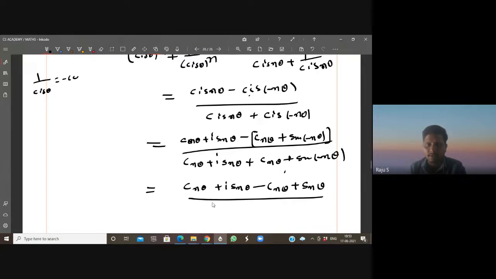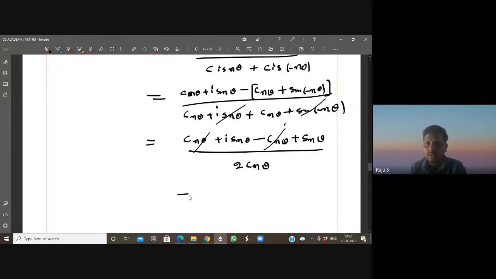Yes, we can write. In the denominator this will be cancelled, because this is minus sine n theta, this plus sine n theta. Here cos gets cancelled, here sine gets cancelled. The denominator is 2 cos n theta. The numerator is 2i sine n theta by 2 cos n theta. 2 gets cancelled. i times tan n theta.